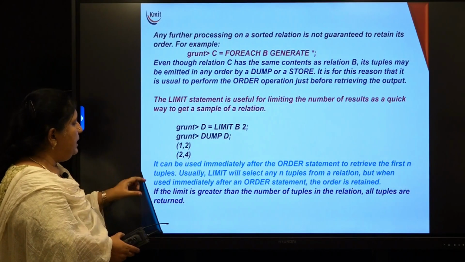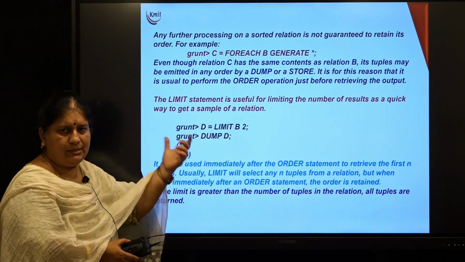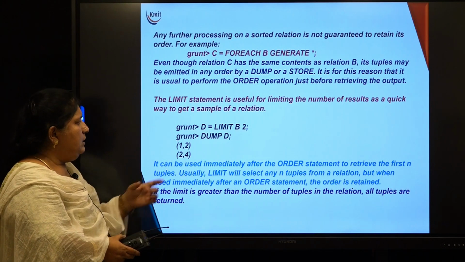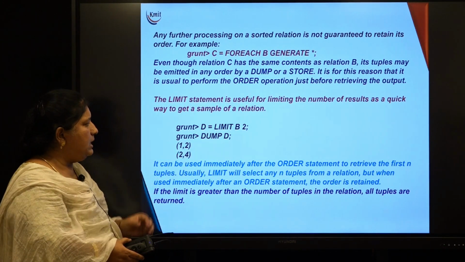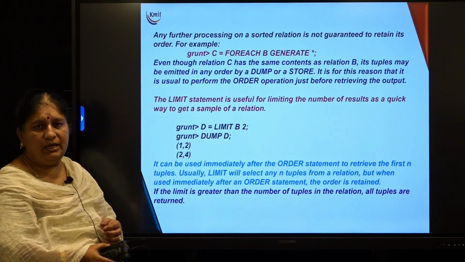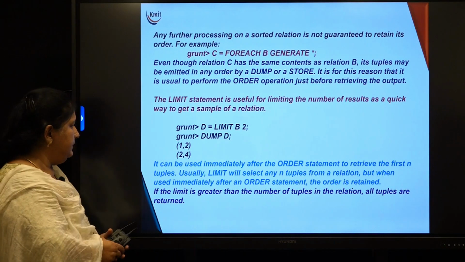In reality, B has how many tuples? 3 tuples, as we have seen in the previous slide. So you are trying to limit B by 2. Only 2 tuples are to be displayed, not all the tuples.